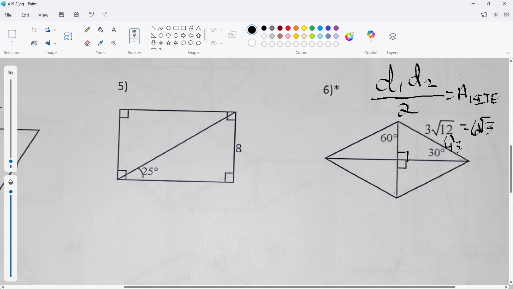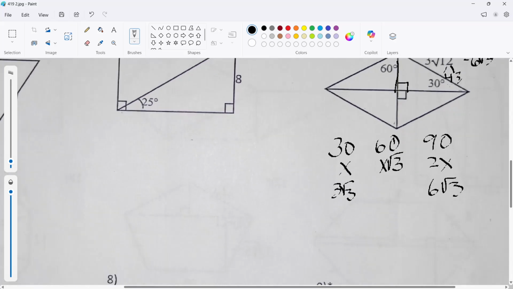And remember, in a 30-60-90 triangle, you can use Pythagorean theorem, or you can remember these ratios. Opposite 30 is x. Opposite 60 is x square root of 3. Opposite 90 is 2x. So if 2x is 6 square root of 3, opposite of 30 is going to be half that. So this is 3 square root of 3. This is 6 square root of 3.